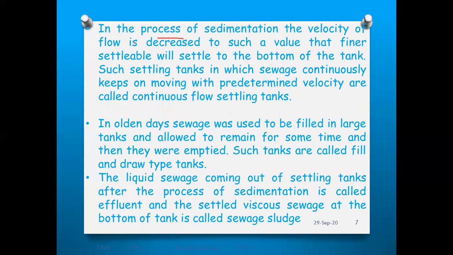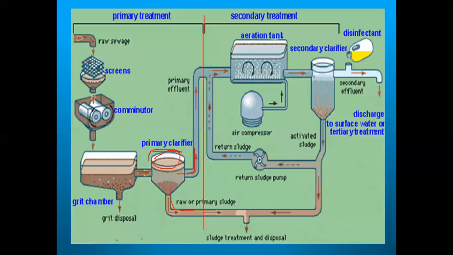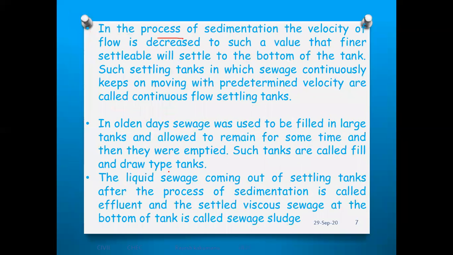In this process, the velocity of the flow is decreased to such a value that finer settleable solids will settle at the bottom of the tank. If you see the figure, the sewage water goes from the grit chamber into the primary clarifier. Here the fine dispersions of solid particles settle at the bottom of the tank, and the velocity is very low. The flow velocity is decreased so that the settleable solids settle at the bottom. Such settling tanks in which the sewage continuously keeps on moving with a predetermined velocity are called continuous flow settling tanks. Next one.